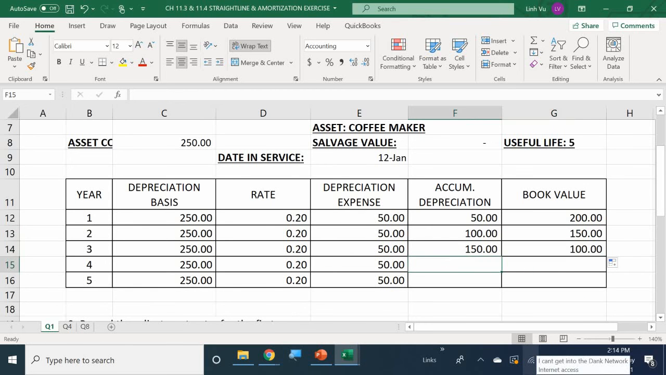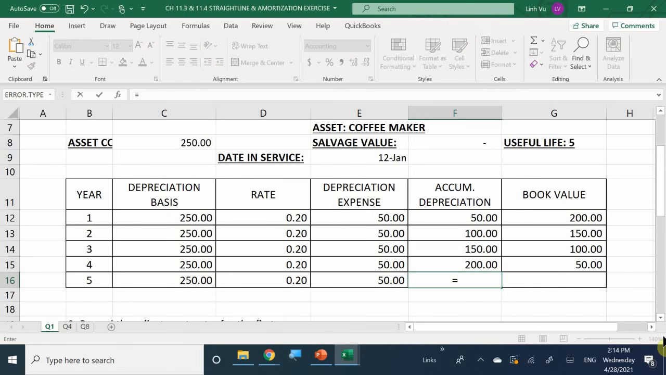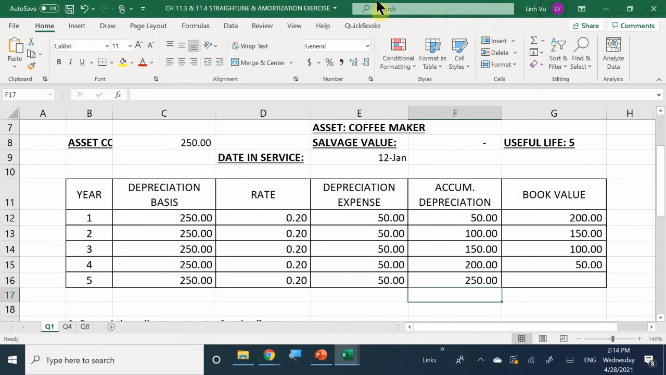What about my accumulated depreciation for year 4? 200. Therefore, that makes my book value what? 50. Last but not least, what is my accumulated depreciation for the 5th year? 250. Therefore, my book value is what? 0.